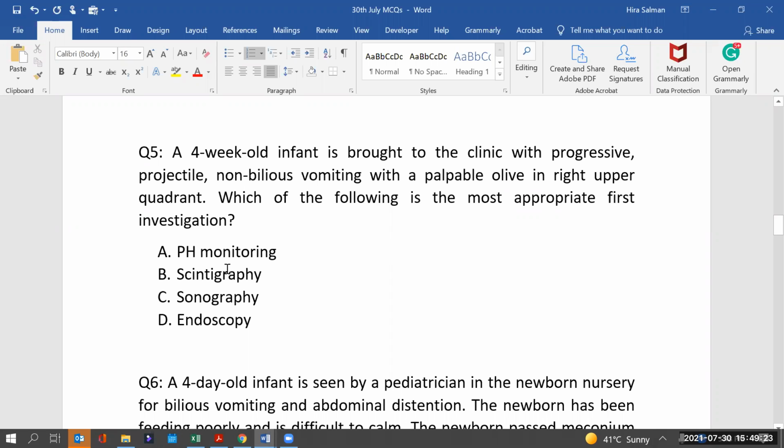Which of the following is the most appropriate? Now they are not asking you about the diagnosis. They are asking what you're going to do. The best initial one, remember, is ultrasound. So we'll go for sonography. Ultrasound is the best initial one, and for the most accurate one, we have barium studies. So sonography is the one.